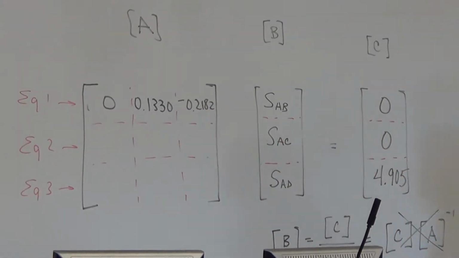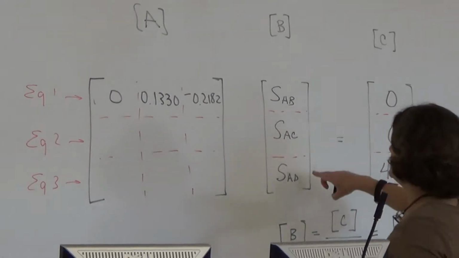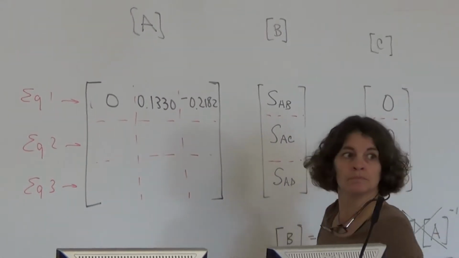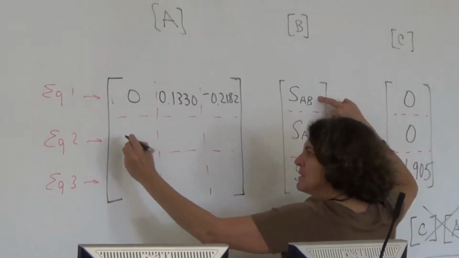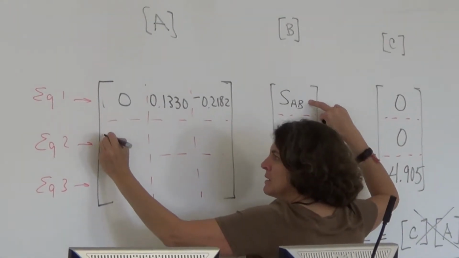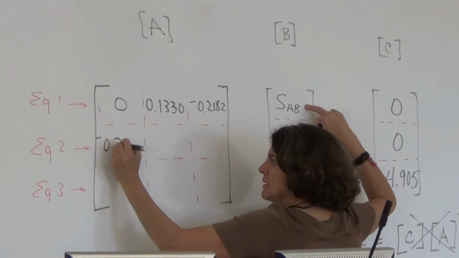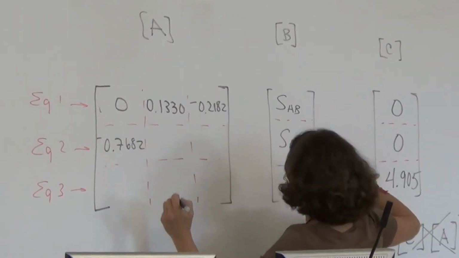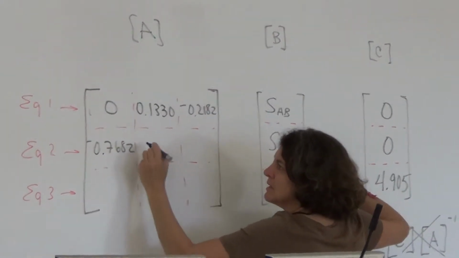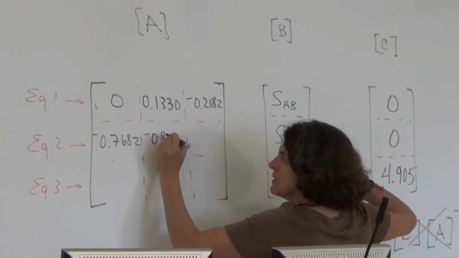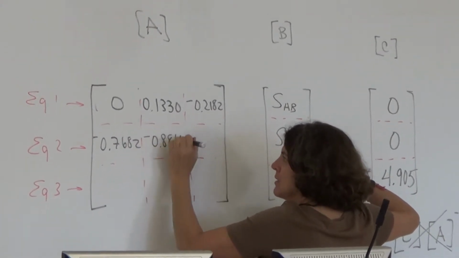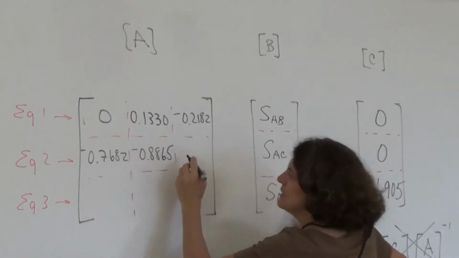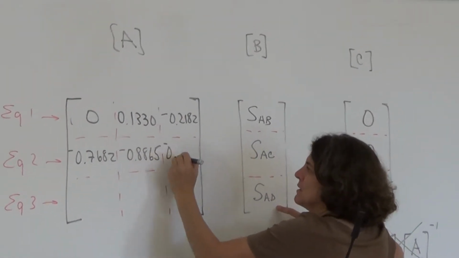Okay, Iliad, how about for equation 2? What's the coefficient of AB? Negative 0.7682. Okay, and then the coefficient of AC? Negative 0.8665. Okay, and the coefficient of AD? Negative 0.879.